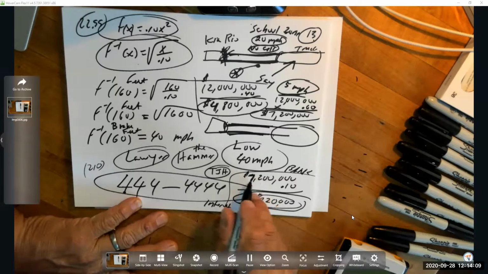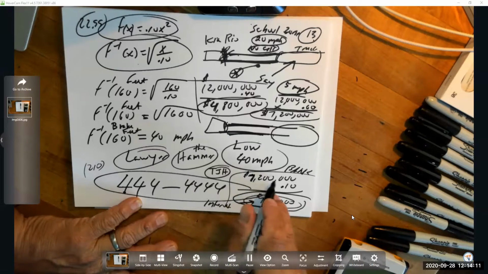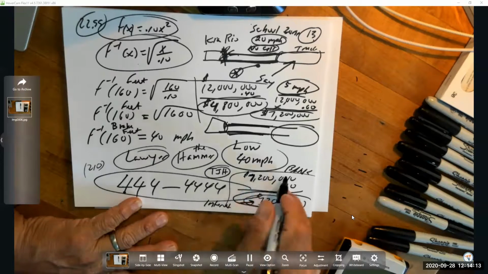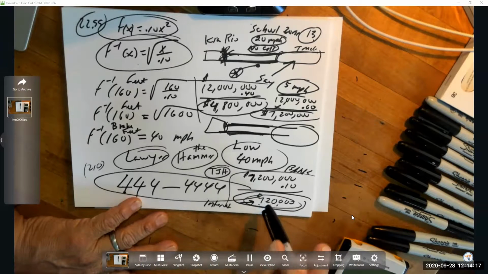This is your retirement fund. Leave it in there. Get the interest and spend it. You only spend this money right here. The rest, leave it in there. Does that make sense?